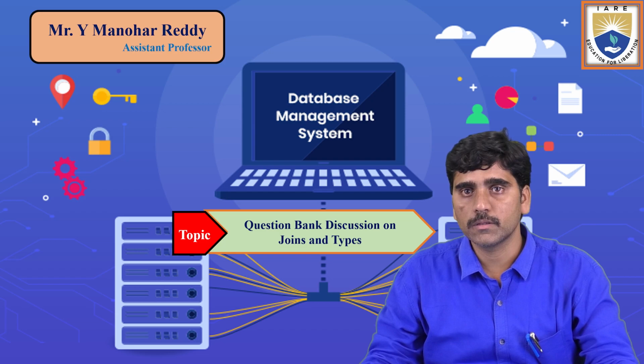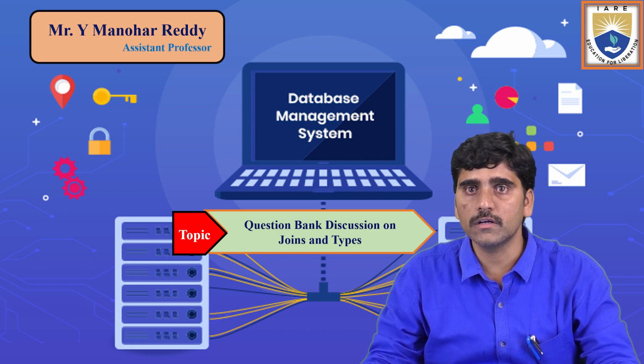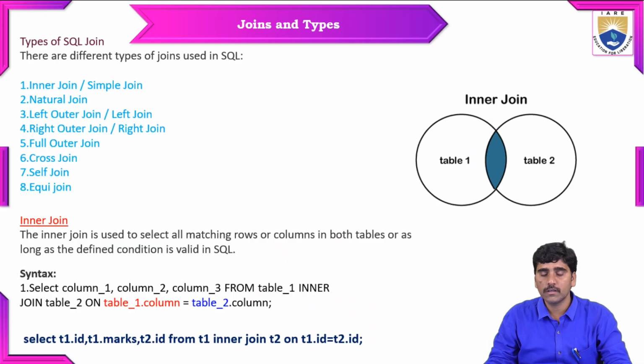Today I am going to discuss the question bank on joins and types. Generally we use joins to retrieve information from two or more tables. The relations which are used to give the result on the basis of two or multiple tables, we have the concept called joins.